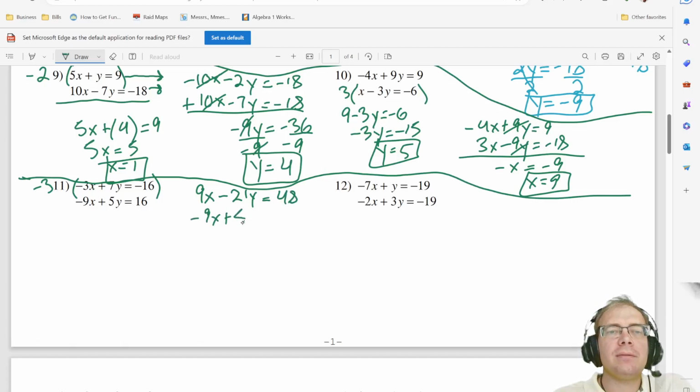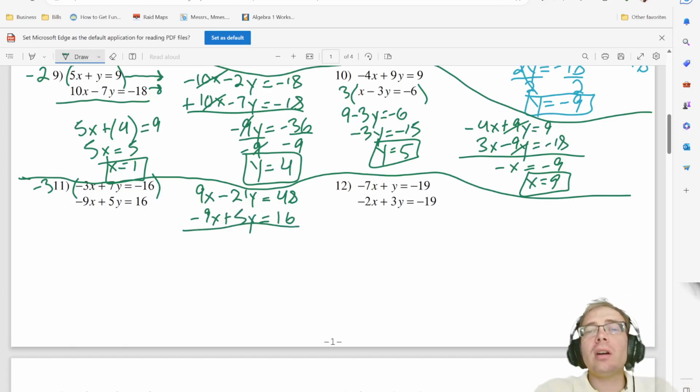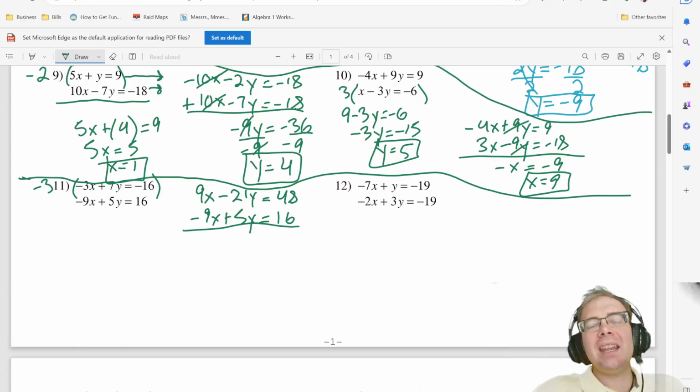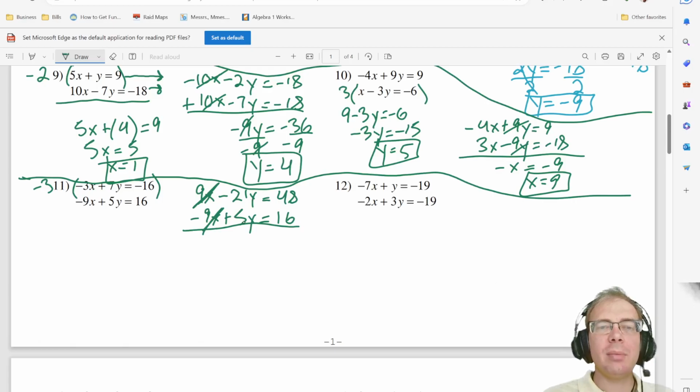-9x plus 5y. The other thing too is that so far, all of these equations have been lined up. Meaning we have the x's first, then the y's next, equals, and then the numbers. They're in the exact same order every time. They don't have to put these equations in order for you. That would make it harder, but that's something they could do. So just a heads up on that.